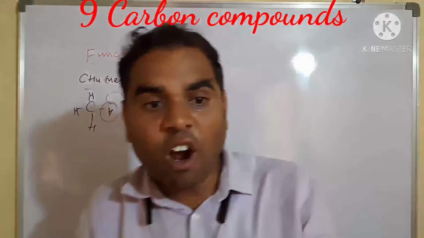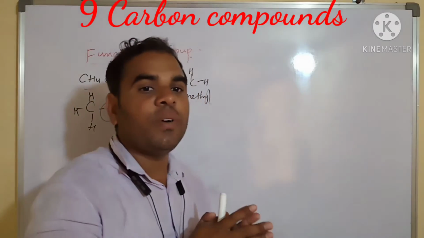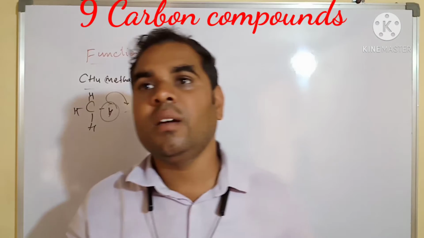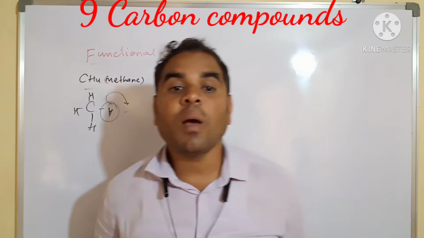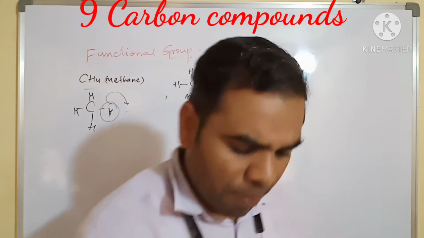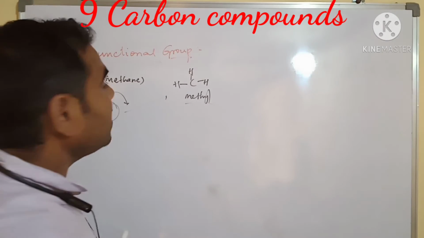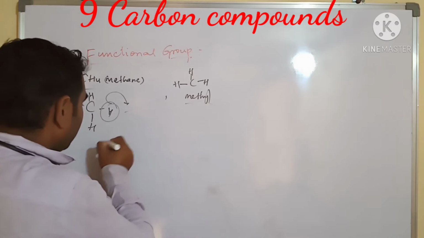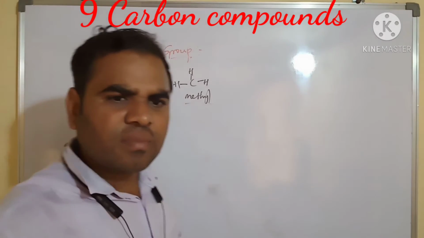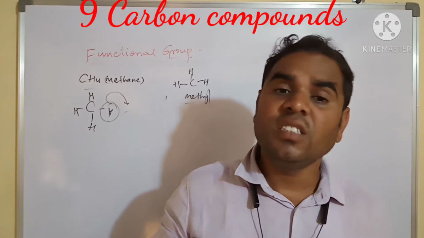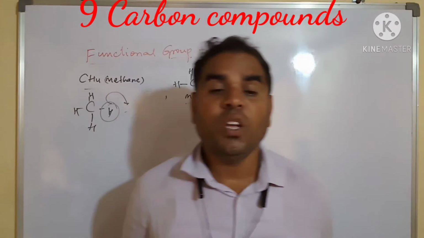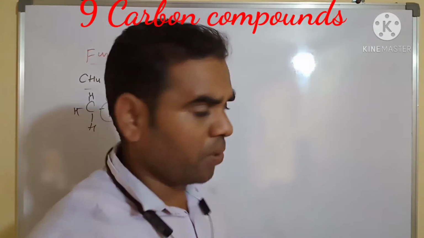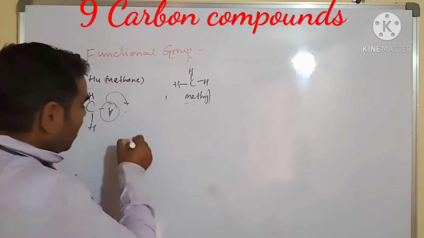Next, when we add an atom or group of atoms to this methyl group, the chemical properties change. We call these groups methyl, ethyl, propyl, butyl, pentyl. All of these are alkyl groups. We call them the alkyl group.